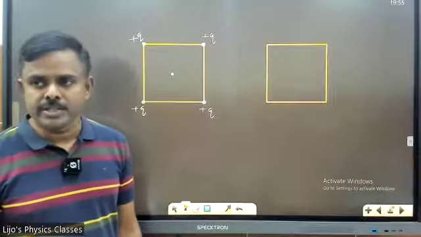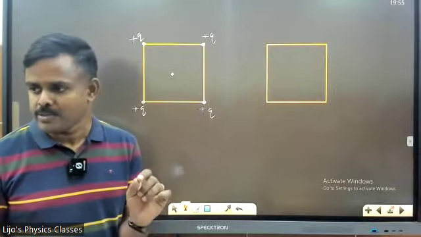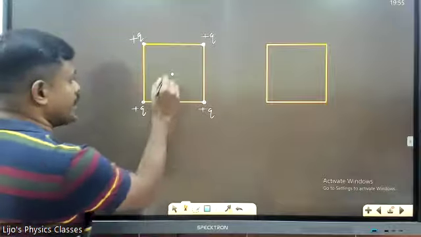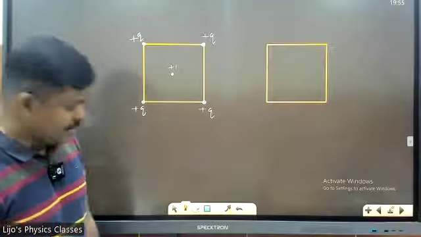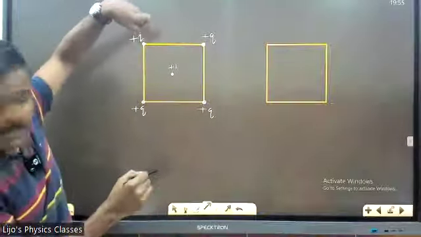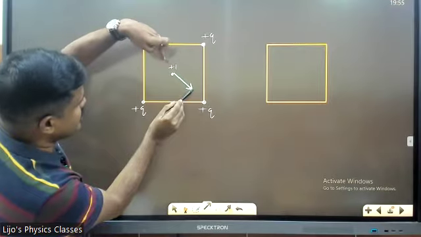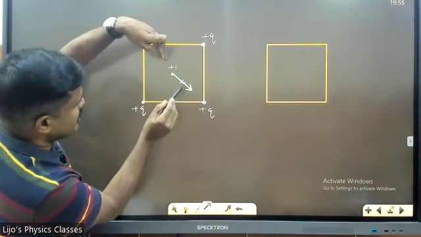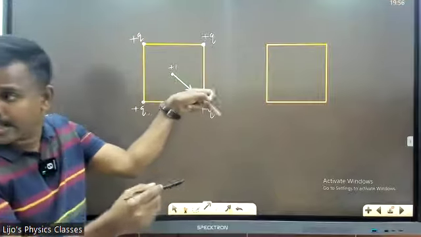What is the standard procedure? Put a plus 1 coulomb, find the force on it. I'm putting a plus 1 coulomb, and I'm going to see where it is moving. See my finger moving now. This plus is repelling this plus in this direction. Am I correct? This plus is repelling this plus in this direction.